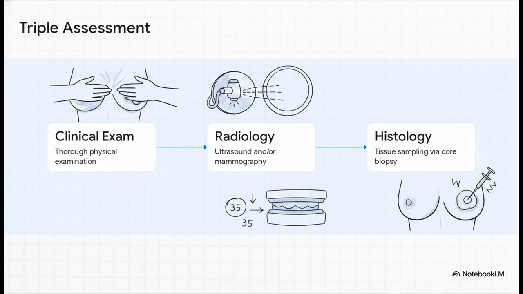Ultrasound is preferred for patients under 35 because younger breast tissue is naturally denser, which makes mammograms a lot less effective. But for those over 35, a combination of both is standard. Third is histology or cytology, which is typically achieved through an ultrasound-guided core biopsy for solid lumps. You absolutely need all 3 of these steps to put the whole puzzle together and form a complete diagnostic picture.